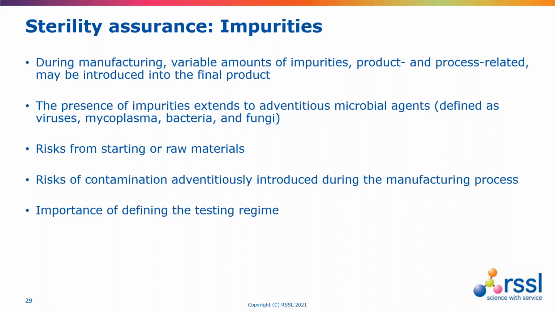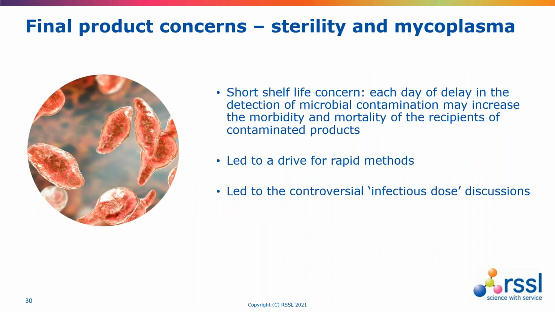So a lot of aspects of the in-process monitoring will need to ensure the absence of bacteria and fungi, any particular viruses of concern, and mycoplasmas. And with mycoplasmas, which will be the subject of the next webinar, this is again an important control measure, particularly if there was high levels of microbial contamination, in particular mycoplasma contamination, then this could have an adverse effect on the morbidity and mortality of the recipients of the product.